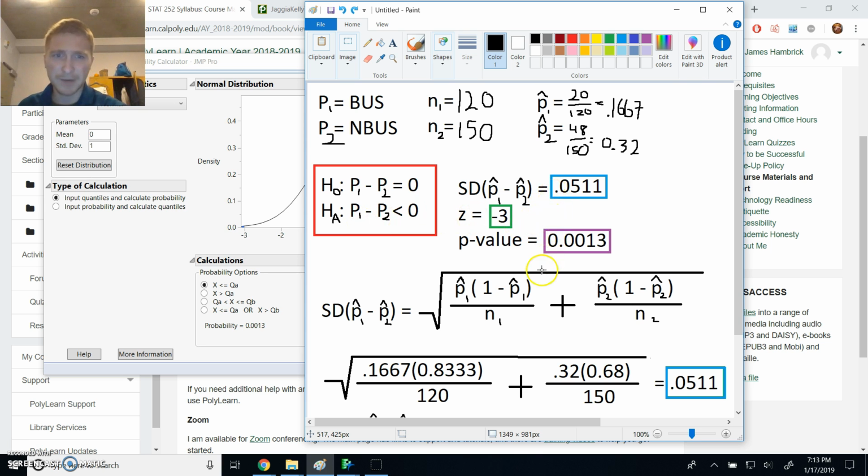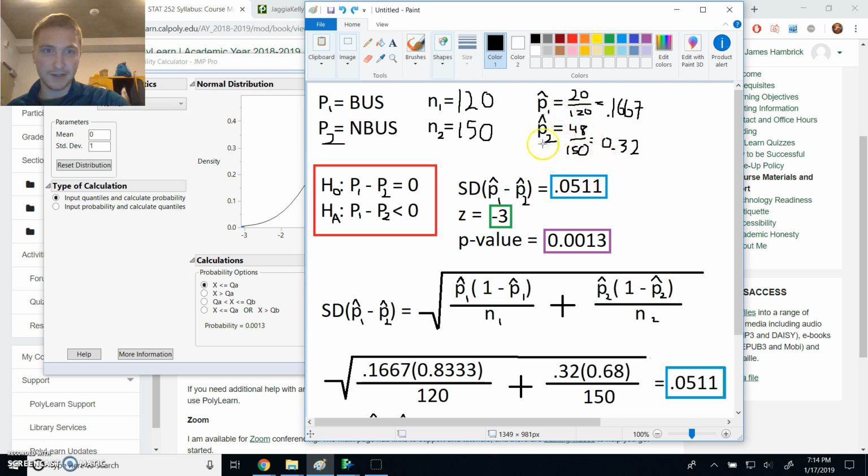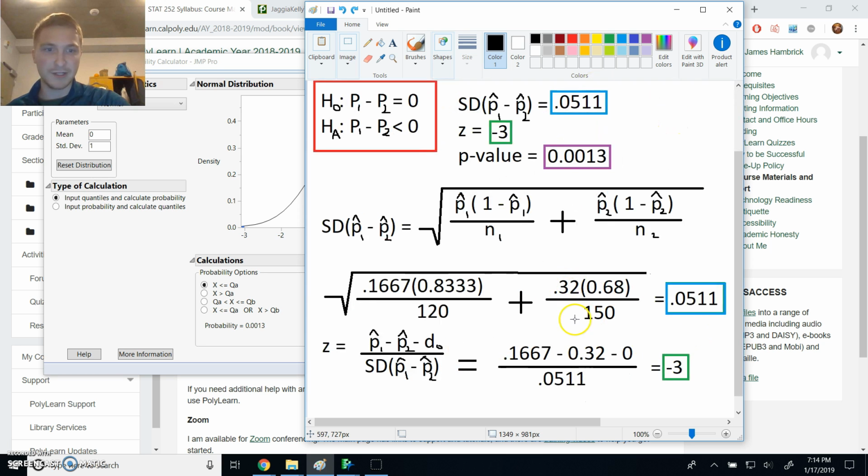In order to do the hypothesis test, we're going to need a p-value. In order to get a p-value, we're going to need a test statistic, or z. In order to get the test statistic, we're going to need to find the standard deviation of the difference between the two sample proportions. So here's the formula that was in the workbook, and when you plug in the values, this is the total that you get: 0.0511. If you have a question on how I got these values, the sample proportions right here and n, you just plug them in directly.